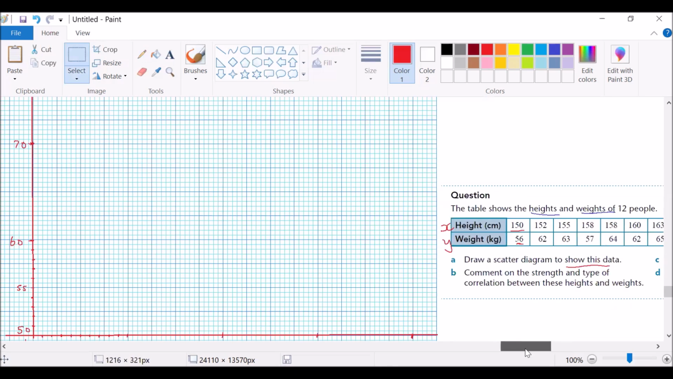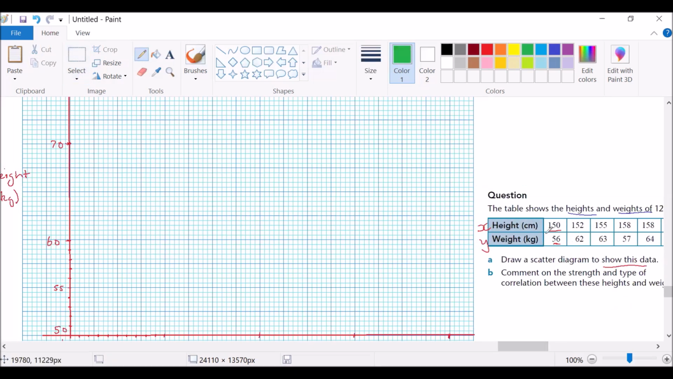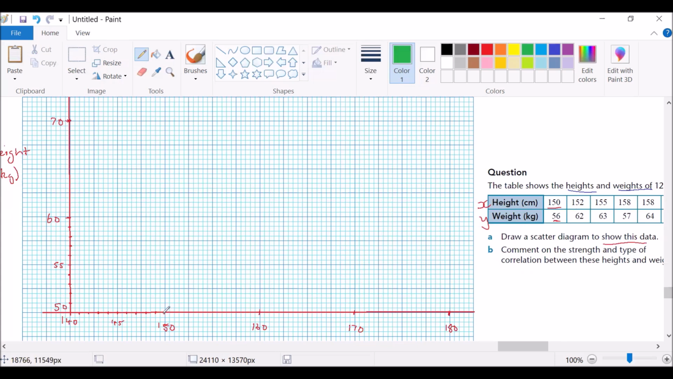Now let's plot the points. For a height of 150 centimeters, the weight is 56 kgs. So 150 is here, 55, 56 is there. So this is the point, 150, 56.